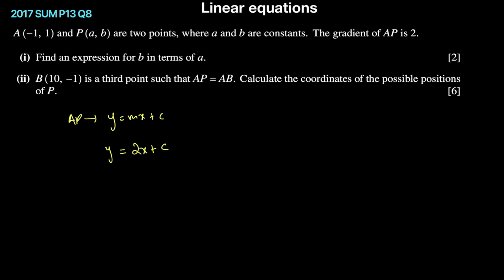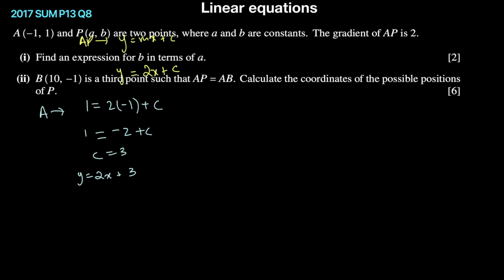Now since the point A lies on this line, when x is equal to minus 1, y is equal to 1. So 1 equals 2 times minus 1 plus c. What we end up with is 1 is equal to minus 2 plus c, and therefore c is equal to positive 3. And hence my linear equation is y is equal to 2x plus 3. So that's the value of c.